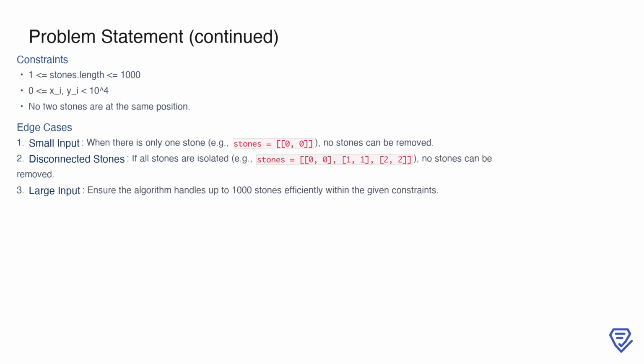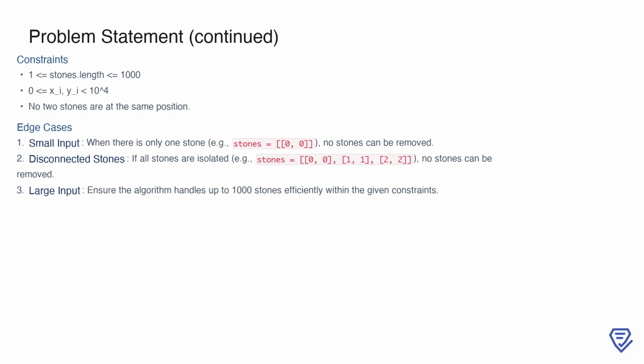Now let's review the constraints and edge cases for this problem. The number of stones can range from 1 to 1000, and the coordinates of each stone are non-negative integers less than 10,000. Additionally, no two stones will occupy the same position. As for edge cases, consider when there's only one stone. In that scenario, no stones can be removed since there are no connections.